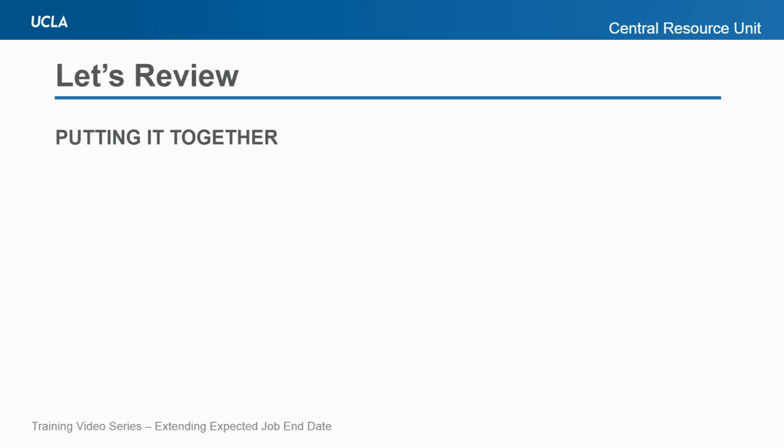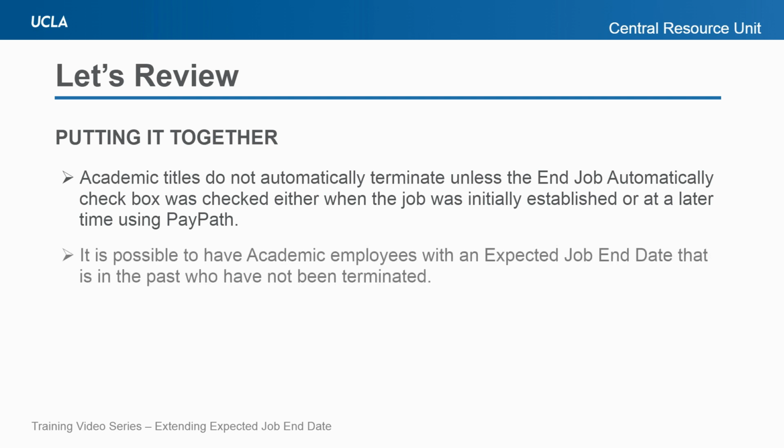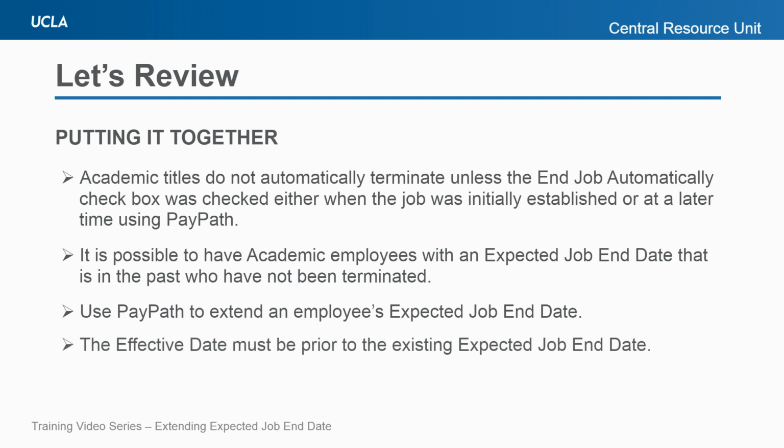Let's review what we've learned. Academic titles do not automatically terminate unless the End Job Automatically checkbox was checked either when the job was initially established or at a later time using PayPath. It is possible to have academic employees with an expected job end date that is in the past who have not been terminated. Use PayPath to extend an employee's expected job end date. The effective date must be prior to the existing expected job end date.